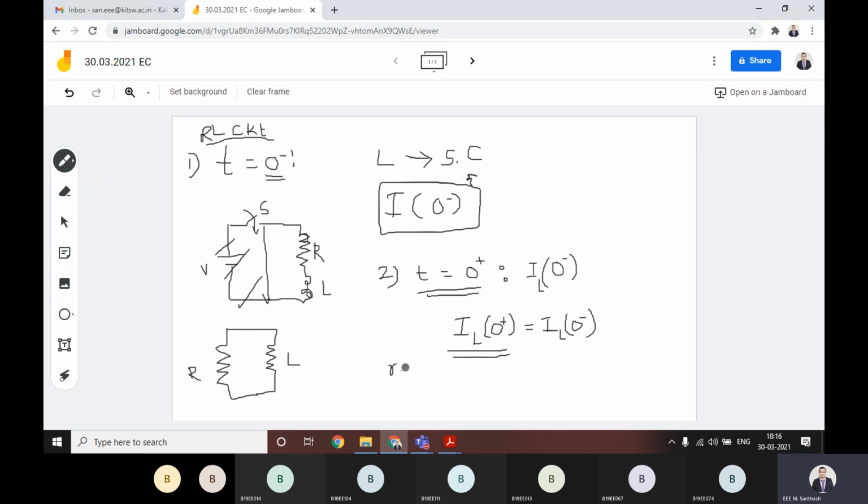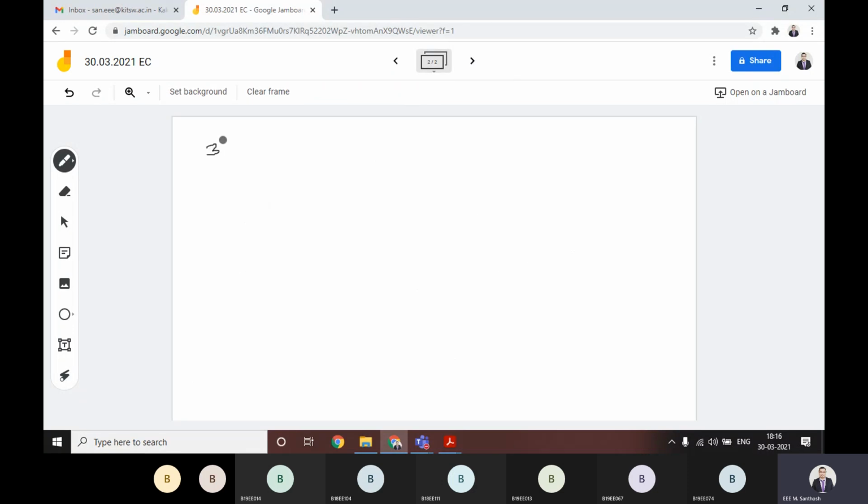Okay, what you have to do next is replace the inductor with the current source in the second step to solve the circuit. Okay, then in the third step, whenever the time is increasing, that is t is greater than 0, as the time is increasing, what happens with the circuit, that we have to analyze in the third step.